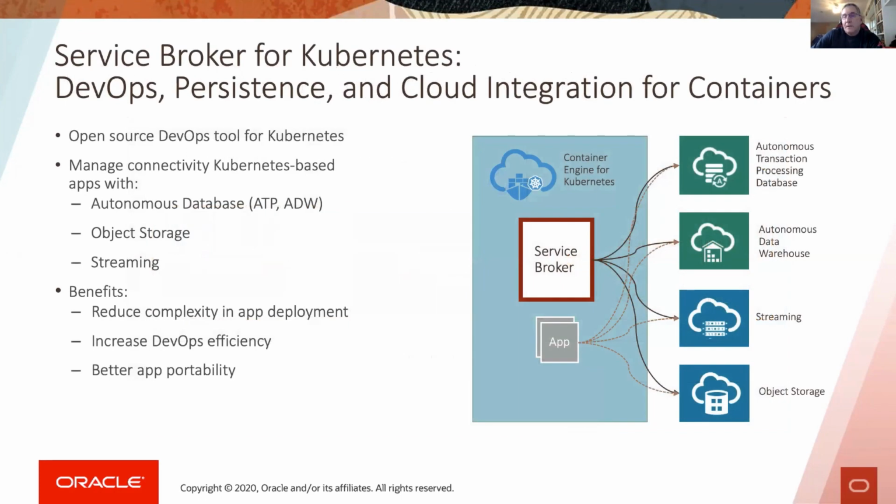Above and beyond Kubernetes, OKE and OCI, we also have the service broker, which gives you the ability to deploy very easily and quickly the autonomous database, the autonomous data warehouse, object storage, and streaming. So you can stand up those environments extremely quickly in your architecture.